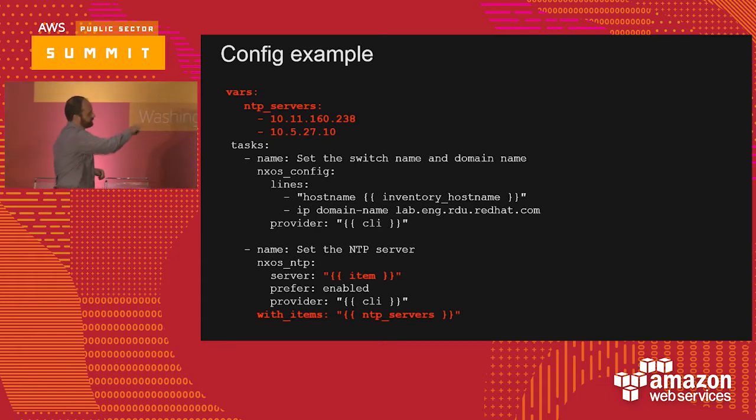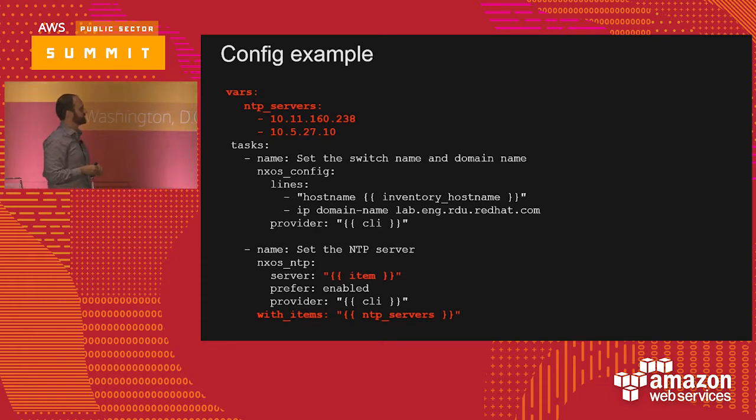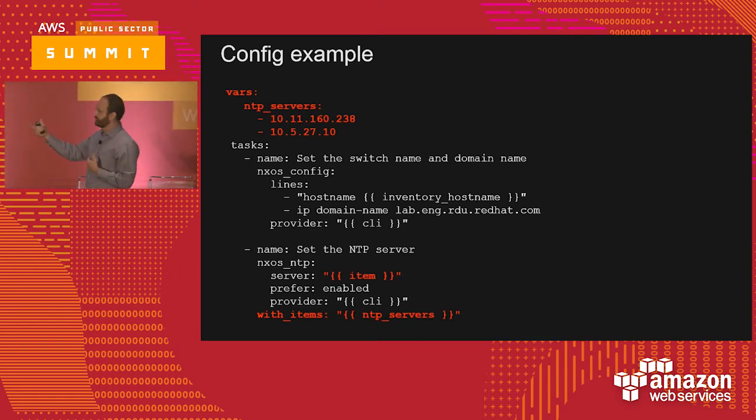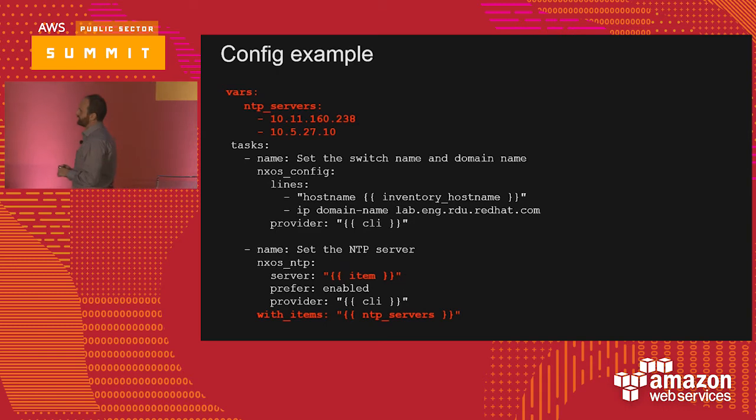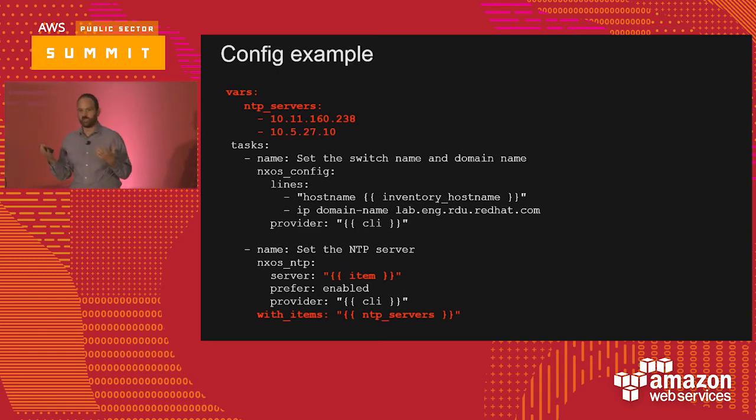And we even have a simple data construct here, ntp_servers, which is essentially a list of, you guessed it, NTP servers. And so this bottom module iterates over that list of NTP servers, and for each one of those items, it simply replaces item with the IP address of the NTP server, right? So simple data structure.